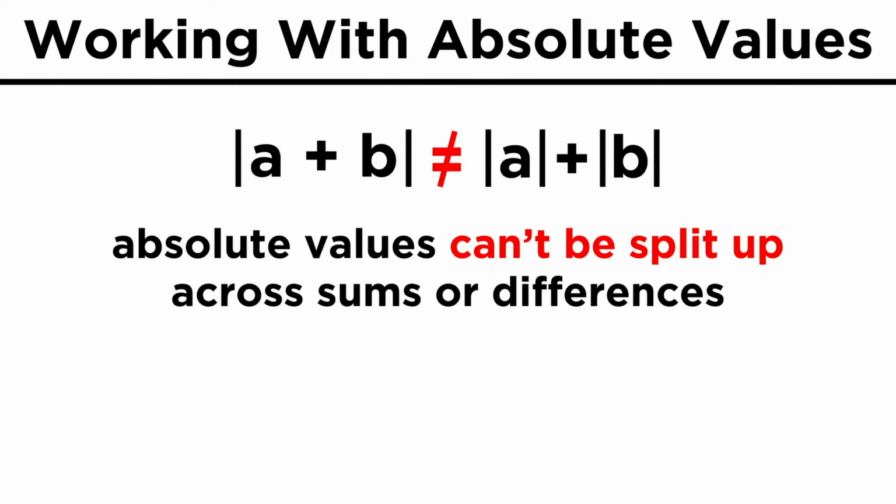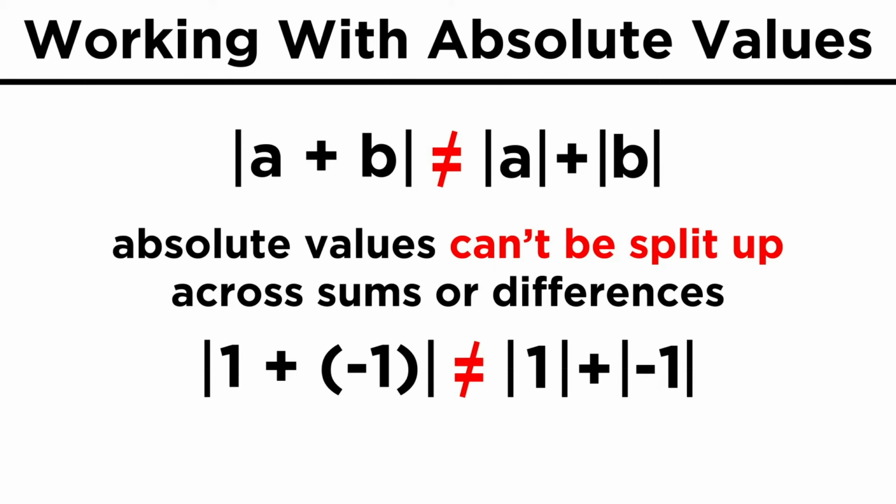However, let's note that the absolute value of A plus B does not equal the absolute value of A plus the absolute value of B, which we can demonstrate with the values 1 and negative 1. We clearly don't get the same thing.